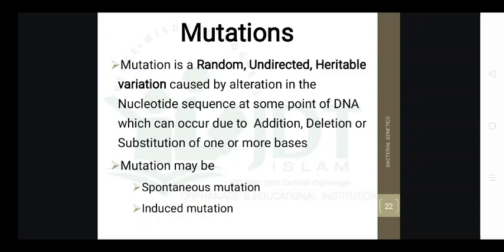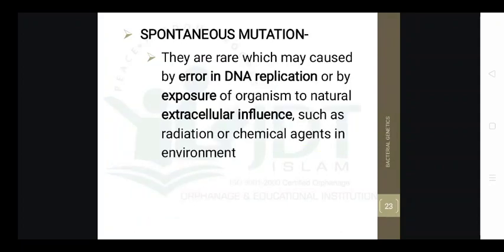Now, mutation can be of two types, which are spontaneous or induced. From the word itself, we can tell that spontaneous is naturally occurring, and for induced, we have to induce that type of mutation. Spontaneous mutation is caused by error in DNA replication or by exposure of the organism to natural extracellular influences such as radiation or chemical environments.